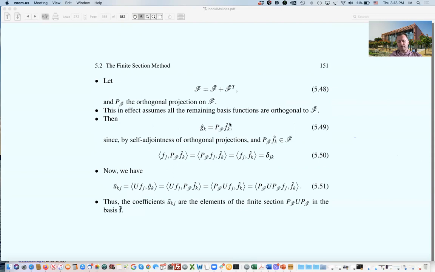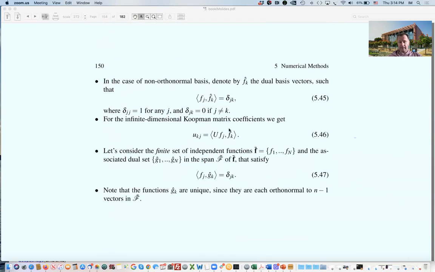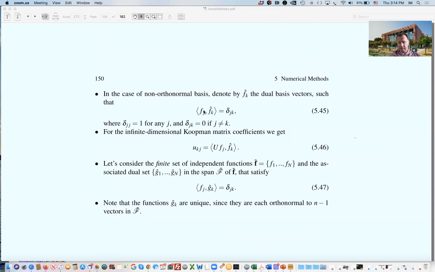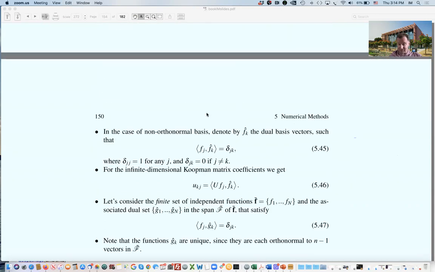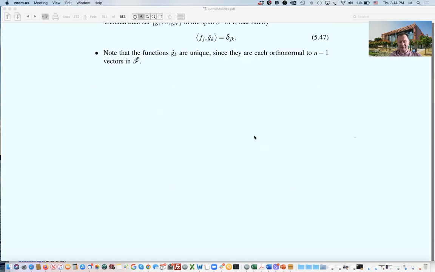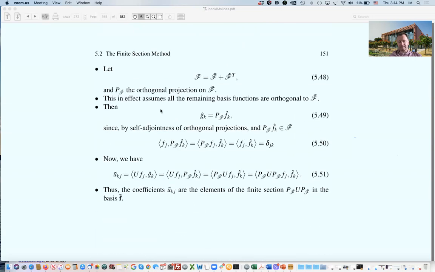to be the projection of f_k hat. Remember, f_k hat was the dual basis vector. I have an infinite basis of f_j's, and I found an infinite dual basis that has to exist. We are assuming it exists. I'm not saying it has to exist. We are assuming that it exists in our space, and now we're going to construct these g_k hats as projections of f_k hats.